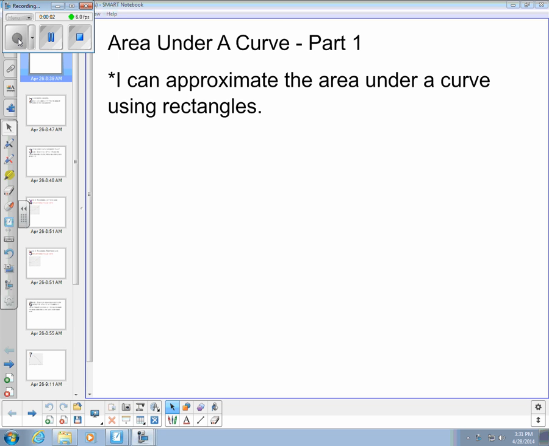In this lesson, we're going to talk about how to find the area under a curve. So if I'm looking at a graph, how do I find the area that's bounded by a region? And in the first part of this lesson, we're going to learn how to do this using rectangles to approximate.